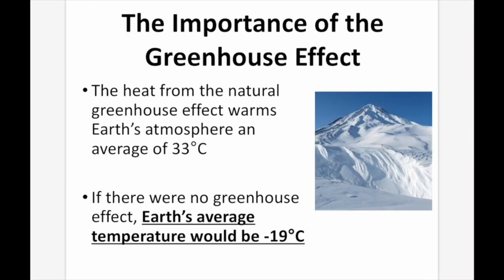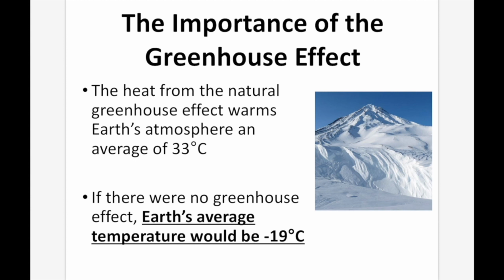Now, the greenhouse effect is important. It's not this evil thing that we need to get rid of. Without the greenhouse effect, it would be much colder on Earth. So the heat from the natural greenhouse effect warms Earth's atmosphere by about 33 degrees Celsius, which is huge. If there were no greenhouse effect, Earth's average temperature would be minus 19 degrees Celsius. That doesn't mean it would be negative 19 degrees Celsius everywhere. What it means is that the average temperature on Earth would be negative 19 degrees Celsius.